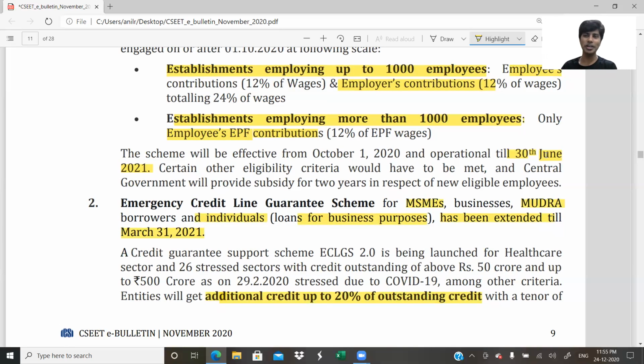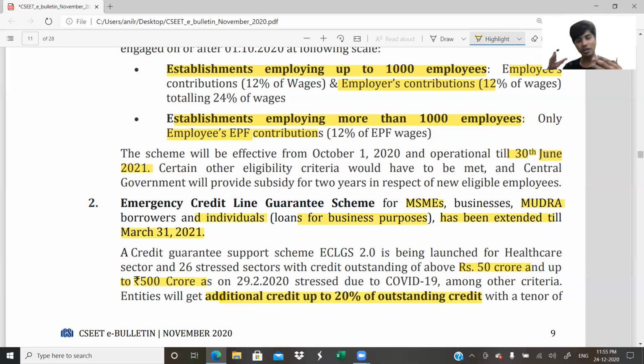Remaining, I would have to pledge something. I would have to give some collaterals and then secure it and guarantee it. You get that? So that's the point. And this scheme is called ECLGS, that is Emergency Credit Line Guarantee Scheme. And this is basically going to cover 50 crores to 500 crores.